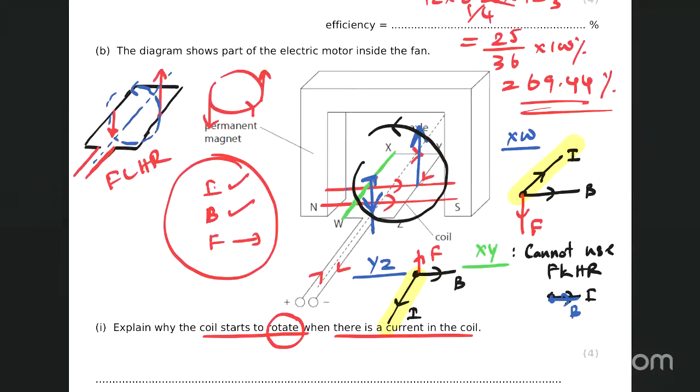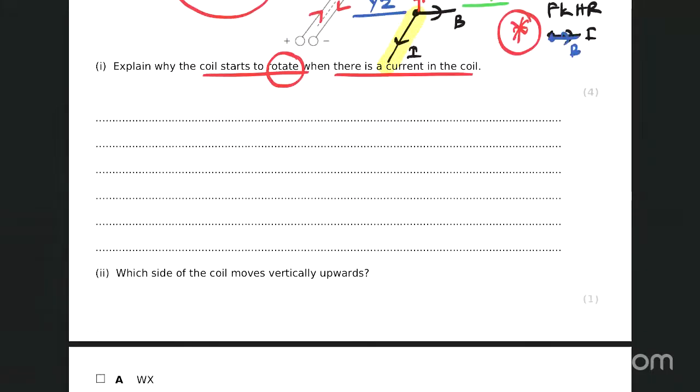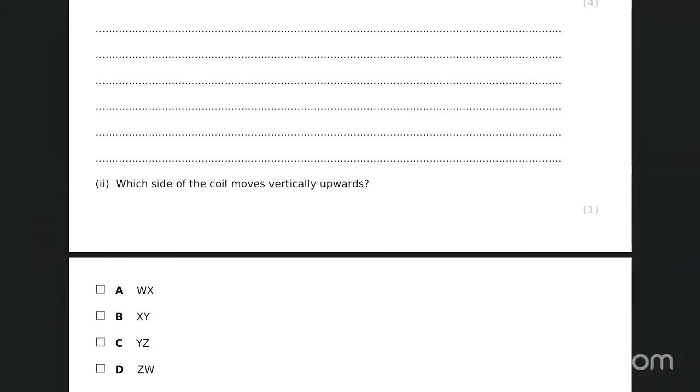And remember this point, right? For X and Y, you can see the current and the magnetic field direction both are falling on the same direction. Therefore, they are not perpendicular to each other. So therefore, there won't be any force generated on the X and Y line. Okay. Then which side of the coil moves vertically upward? Vertically upwards.